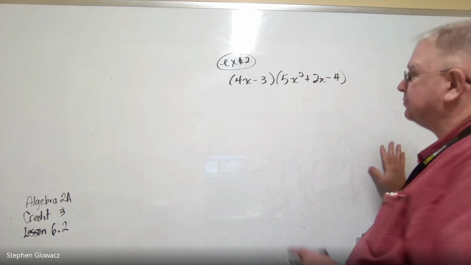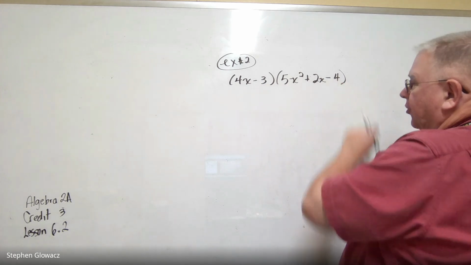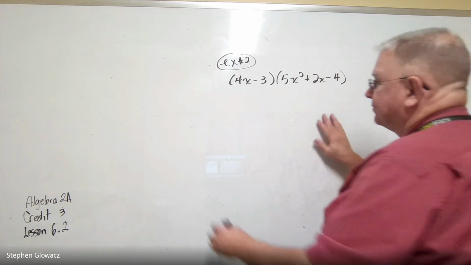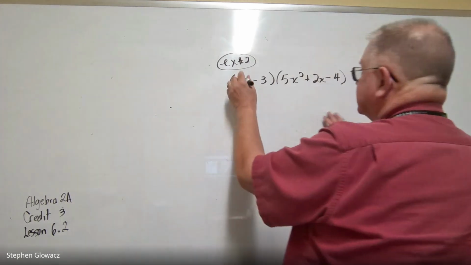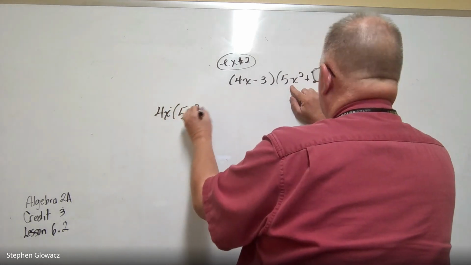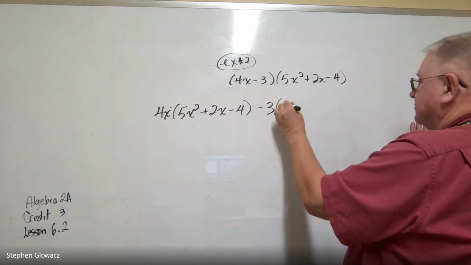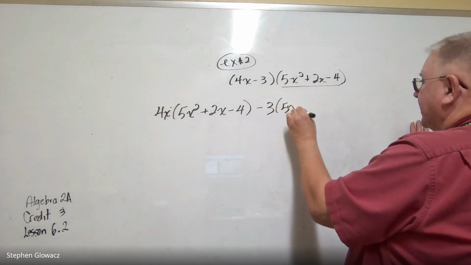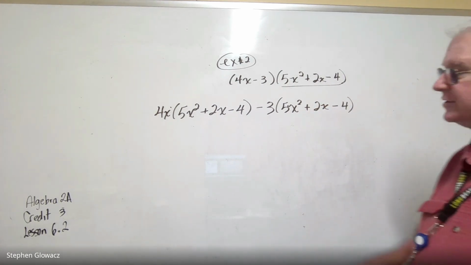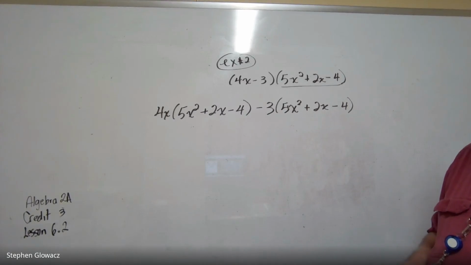What we have to do is both the 4x and the negative 3 need to be multiplied to all three terms here, because a parentheses next to a parentheses indicates multiplication. So we have 4x being multiplied to everything here: 4x times 5x squared plus 2x minus 4. And then the negative 3 times everything here, 5x squared plus 2x minus 4. Now we're going to have just a little bit more multiplication, very similar to what we did in the last problem.